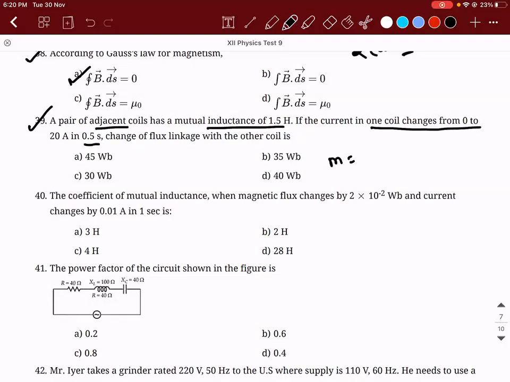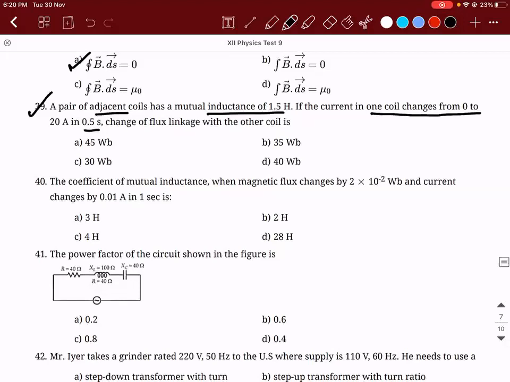So it is changing. They've involved time also. So what is the formula for mutual inductance? Mutual inductance will be equal to the amount of flux changing per unit current. It's 1.5. So M is equal to 1.5 Henry. The current in one coil changes from 0 to 20 ampere. So delta I is 20 ampere, and the time taken is 0.5 seconds.